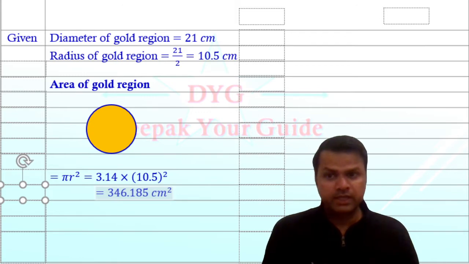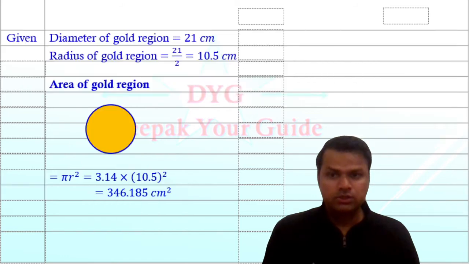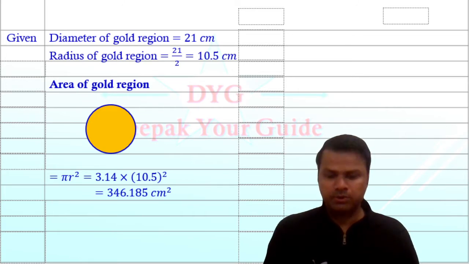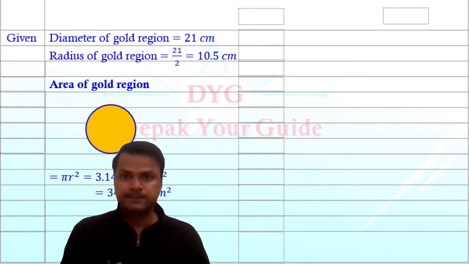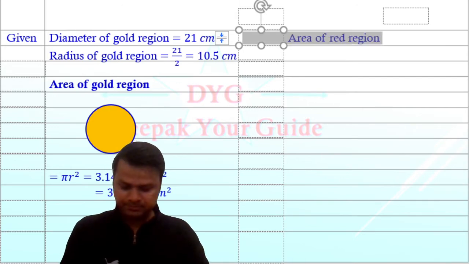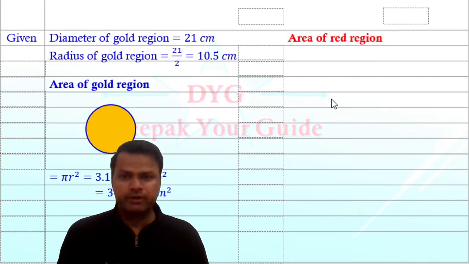Now let's talk about the second. So let's look at the figure again. Now the second that we have, which is the red one. Now we'll calculate the area of the red region. So let's see how we can calculate the area of the red region. Let me see if I can change the color to red. So area of red region.